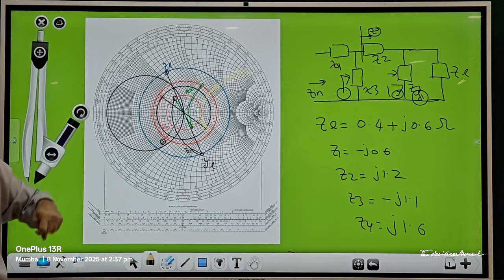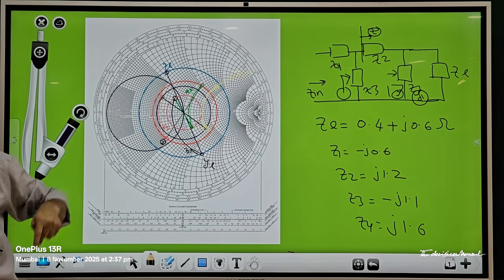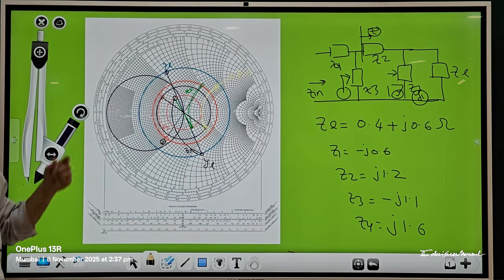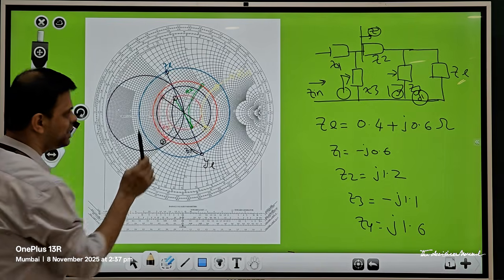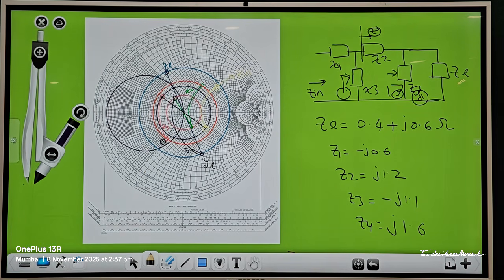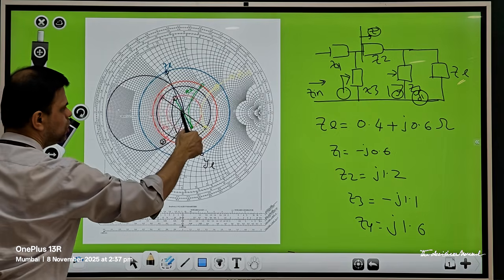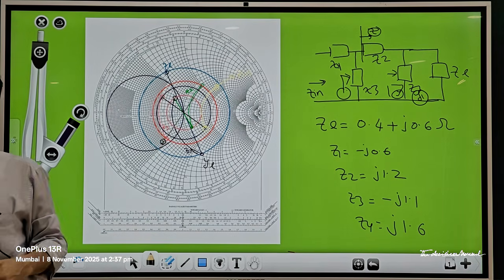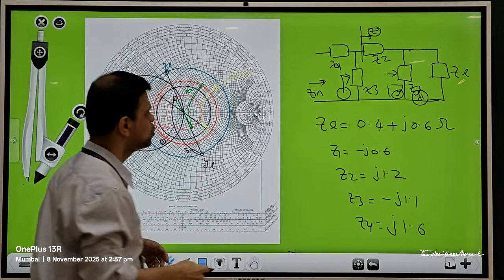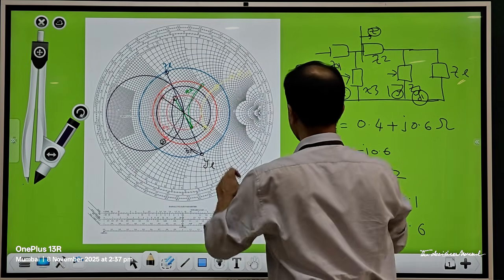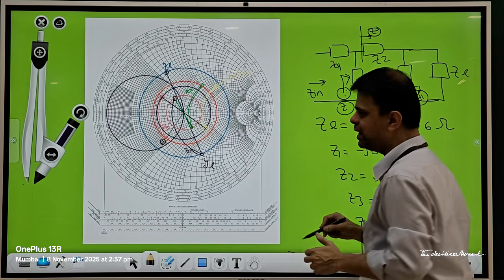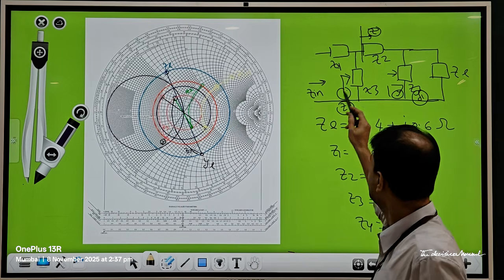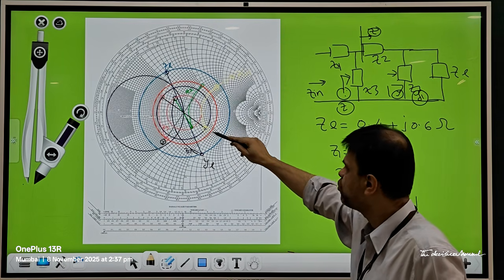What is the next element? You want to add Z4 in series. Naturally, you are on the admittance side, so you cannot add Z4 directly. You need to go back to the respective impedance domain. So draw the corresponding constant gamma circle and come back to the impedance domain of that. So here, at this point, you are now looking for the corresponding Z. At this point, you can add the Z4 value.